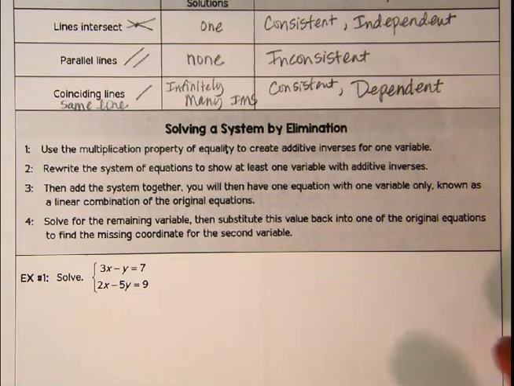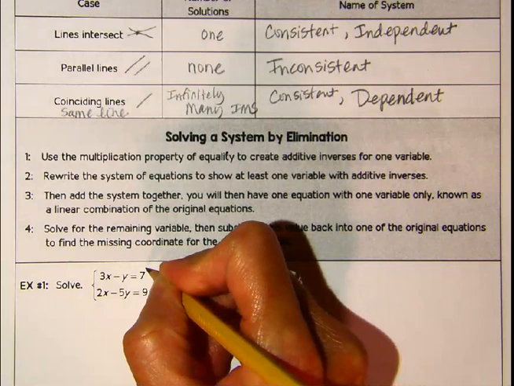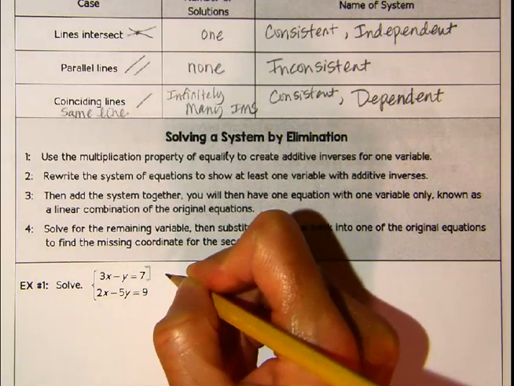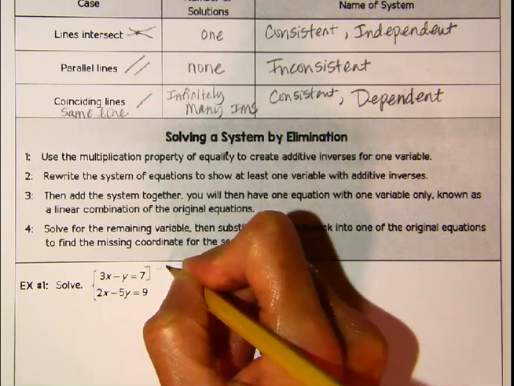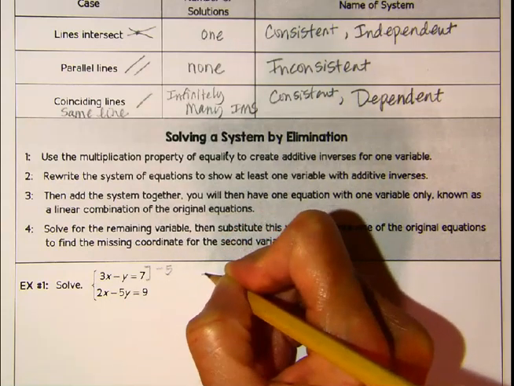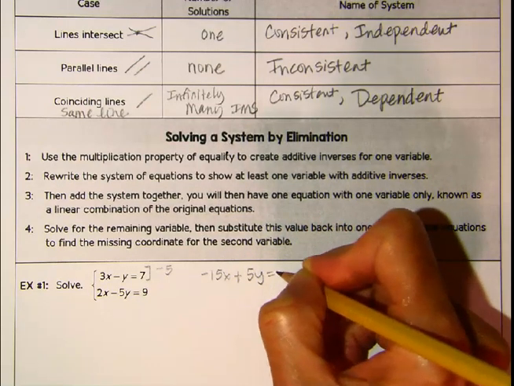So on example 1, our goal is to eliminate one of the variables. You can choose x, you can choose y. It really doesn't make a difference. I normally choose the one that has a coefficient of 1. So I'm choosing to eliminate the y. I'm going to multiply this top one by -5. That would give me -15x plus 5y equals -35.